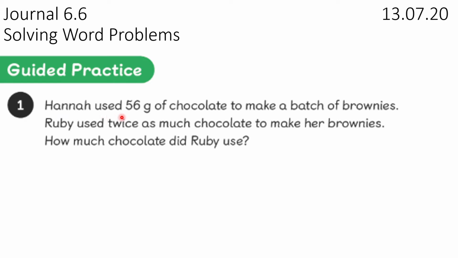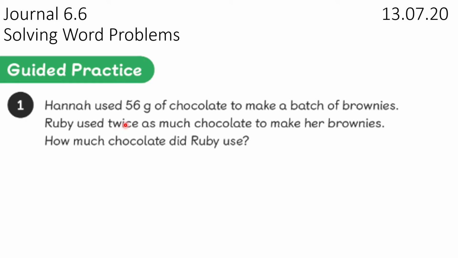Hannah used 56 grams of chocolate to make a batch of brownies. Ruby used twice as much chocolate to make her brownies. How much chocolate did Ruby use? Now, the important word here is twice. Can you remember what twice means? So twice means 2 times as much. Look at the tw, it should be a clue because it's the same as 2.